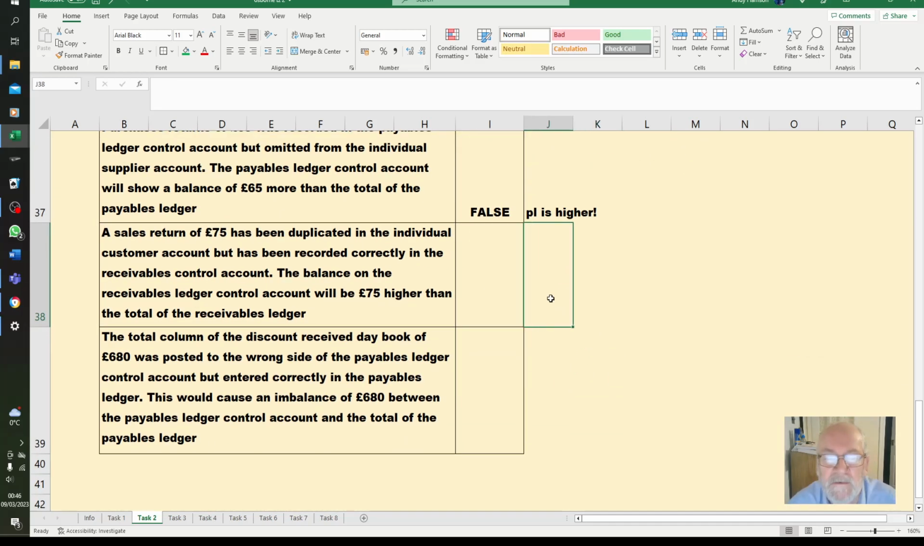So just think logically what's happening. Sales return of £75 duplicated in the individual customer's account. That would make the individual customers lower than it should be. And we're assuming that the other one's okay. So the individual customers lower. The question says the balance on the control account higher. That's the right way around.